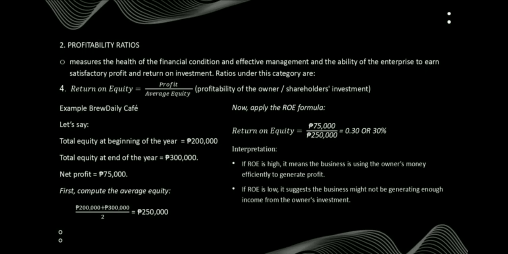And to get that, we have to get the sum of equity at the end and beginning of the year and divide it into 2, which we got 250,000 pesos. To get the return on equity, we have to divide the 75,000 pesos profit to the 250,000 pesos average equity. If return on equity is high, it means that business is using the owner's money efficiently to generate profit. If return on equity is low, it suggests the business might not be generating enough income from the owner's investment.